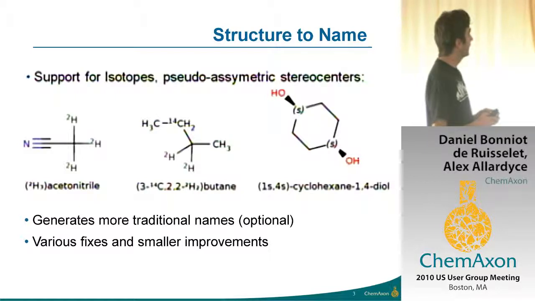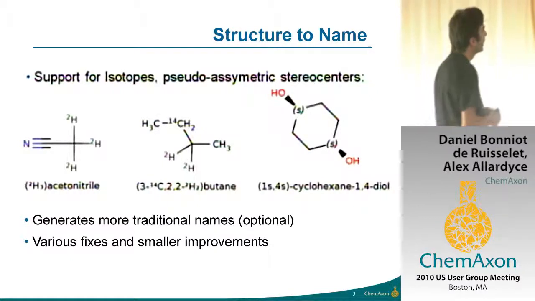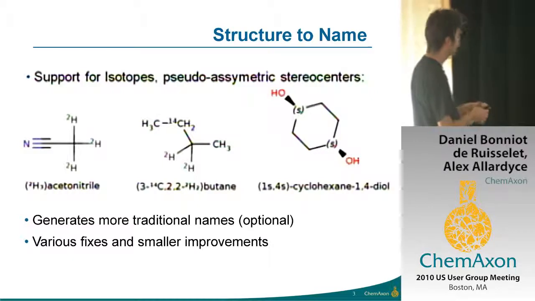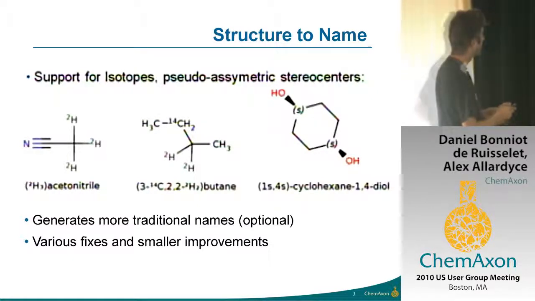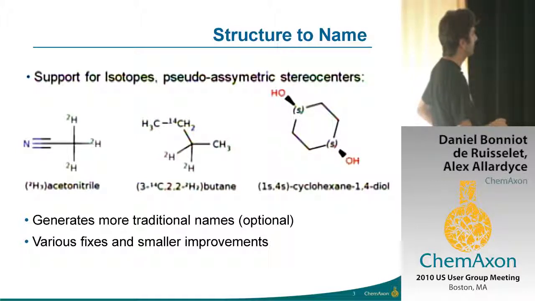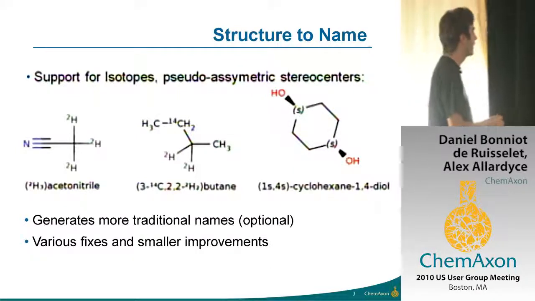For instance, I added the handling of isotopes. You can see the first structure, it's acetonitrile with some deuterium atoms. The second one as well, it's a pointer. So that's the isotope 14 of carbon, and you see here in the name this superscript number. So now this is the name that's generated. Before it was just ignored.